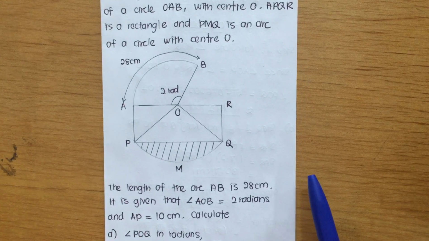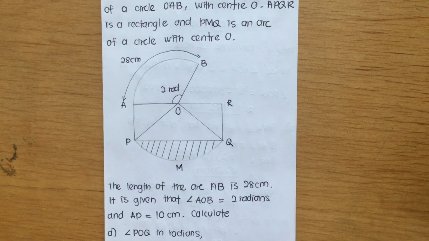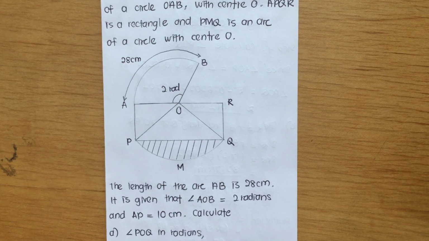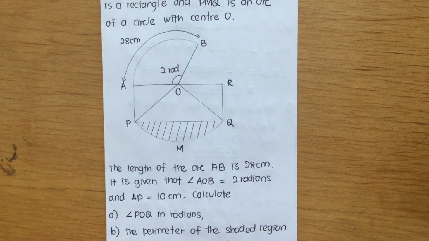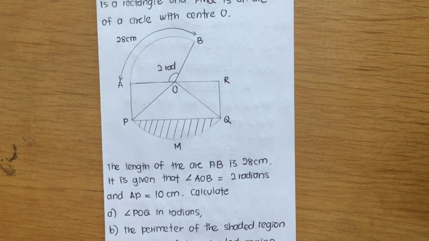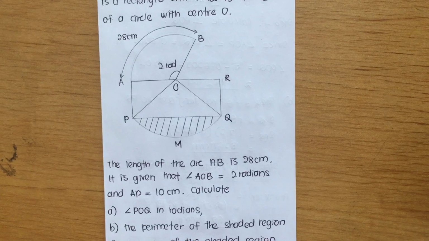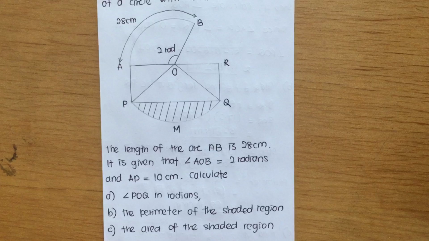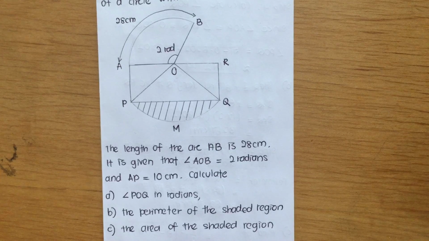The length of the arc AB is 28 cm. It is given that angle AOB is equals to 2 radians and AP is equals to 10 cm. Alright guys, the question asks to calculate angle POQ in radians, the perimeter of the shaded region and the area of the shaded region. Alright guys, I hope you will attempt this question in the future.